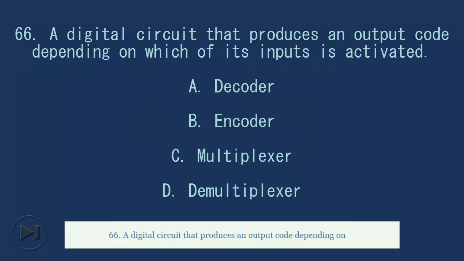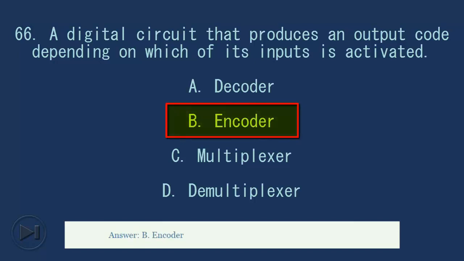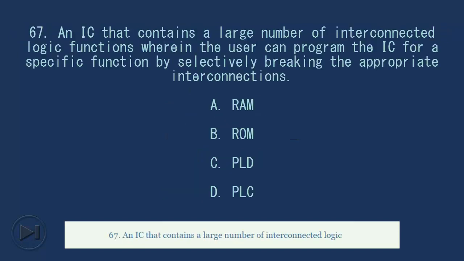66. A digital circuit that produces an output code depending on which of its inputs is activated. A. Decoder. B. Encoder. C. Multiplexer. D. Demultiplexer. Answer, B. Encoder.